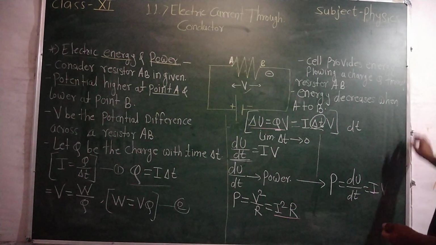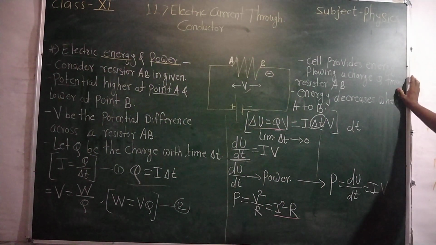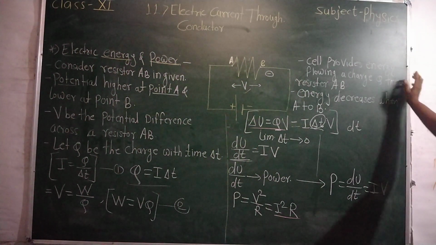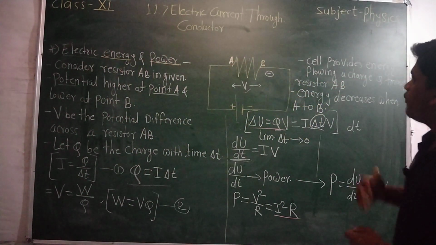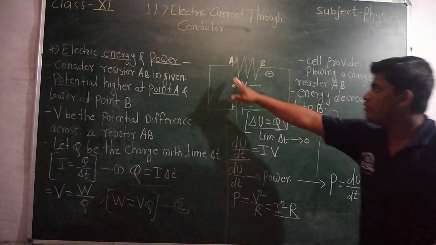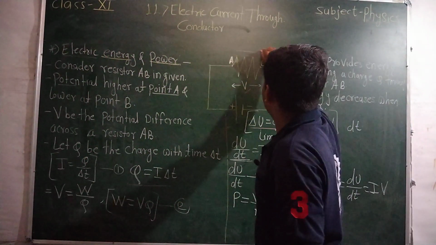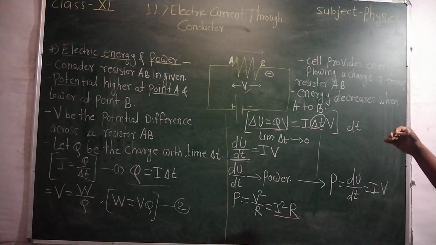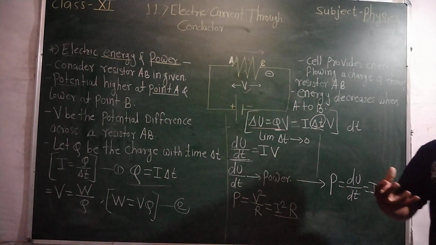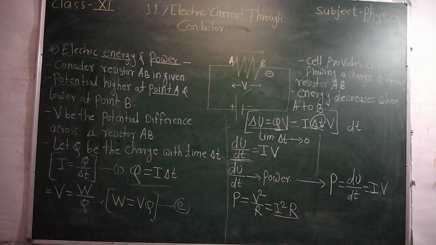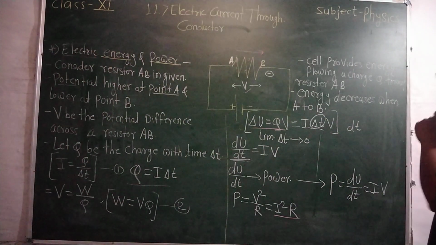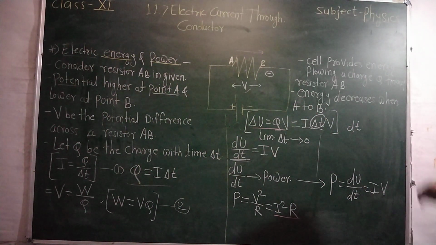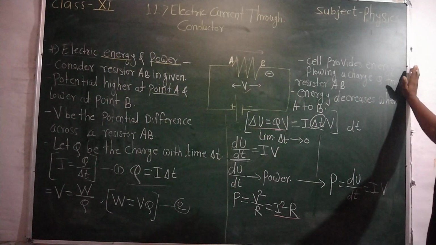The cell provides the energy for flowing the charges Q through the resistor AB, then the energy is decreased. Why is energy decreased? The potential at point A is more than the potential at point B, so the charges will flow in this direction. Q positive charges flow in this direction. At first the potential of the charges is more, and at the end of the resistor the potential of the charges will be less. This decrease of potential is the reason for the decreasing of the energy.